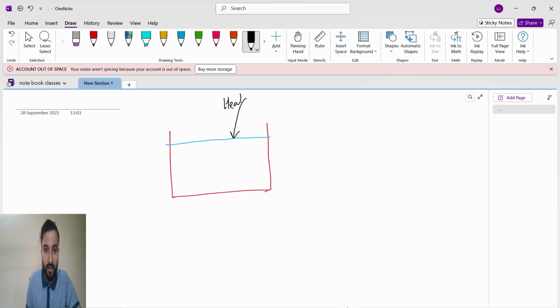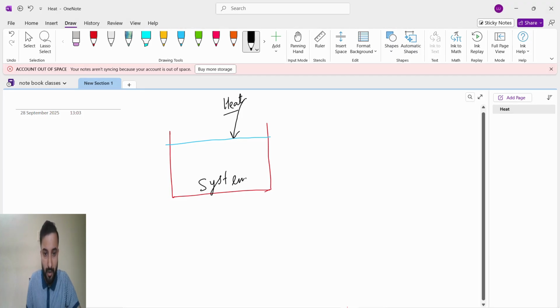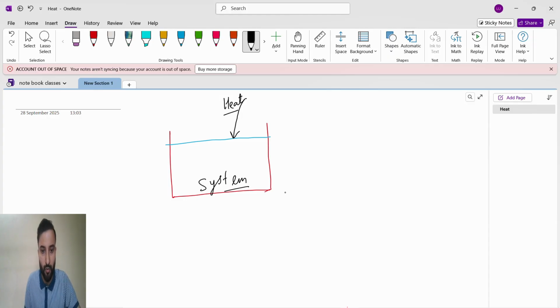Heat is absorbed by the system. So this is the system, and the other part is the surrounding. As we know, we don't care about the surrounding, we'll focus on the system. So the first thing we will see is heat is absorbed by the system.